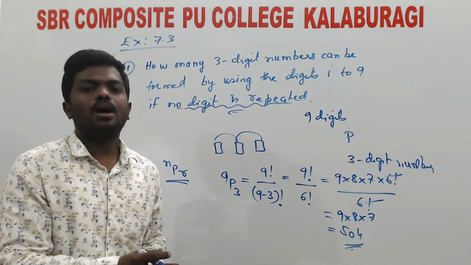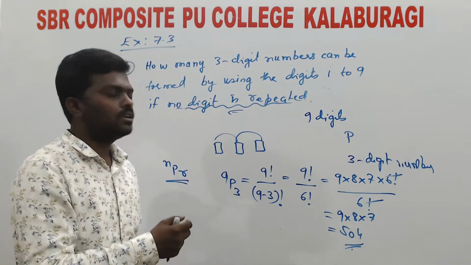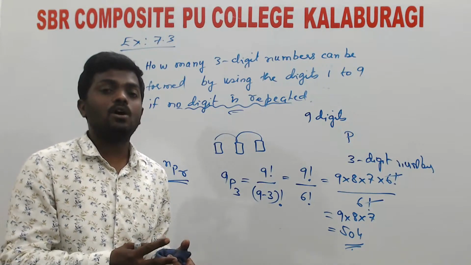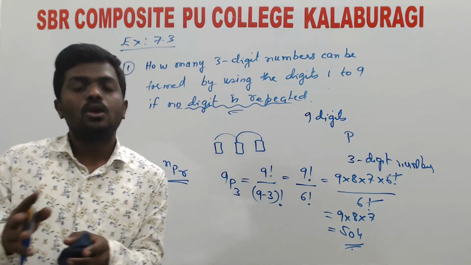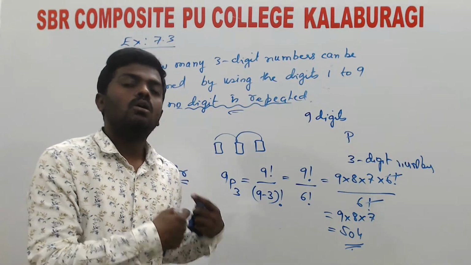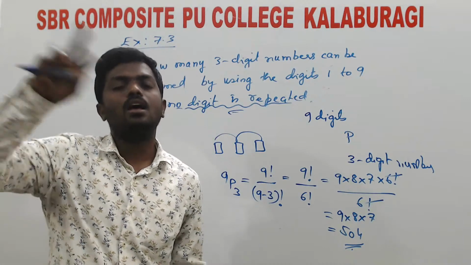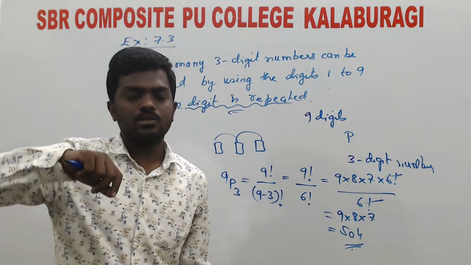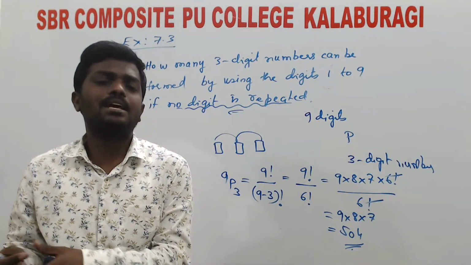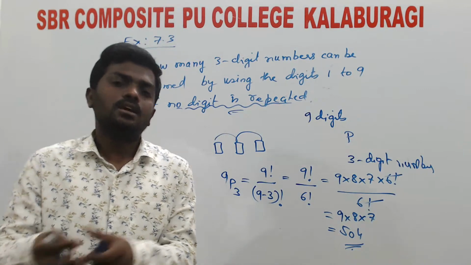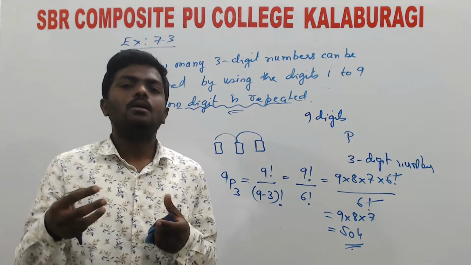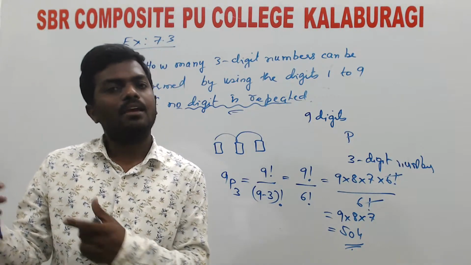It doesn't matter, but in some cases the formula makes it easier. That's why we derived a formula for nPr. nPr is used when there are distinct objects, different objects, and there is no repetition. They don't ask us to repeat the numbers or the letters. Now, if similar kinds of objects are given to us, the formula to be used is n factorial by p1 factorial, p2 factorial, up to pk factorial.